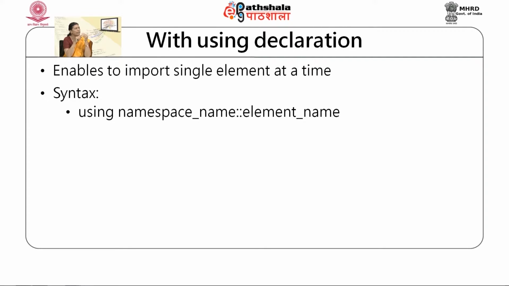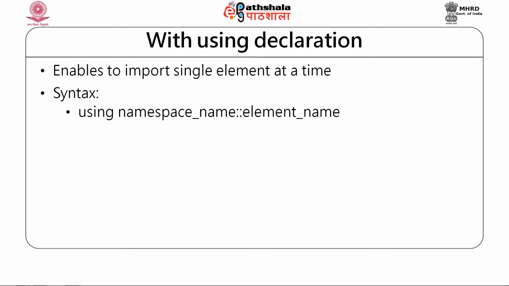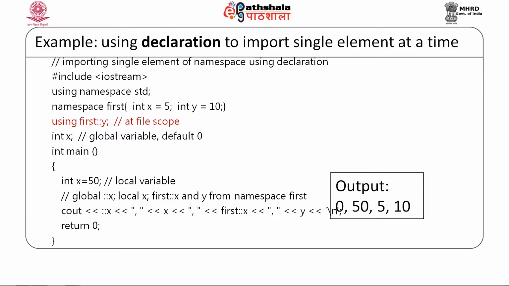And using directive requires the syntax: keyword using, then the keyword namespace also, then the name of the namespace. In using declaration, it requires only the namespace name and element name, which are combined with the scope resolution operator. Please see here that it uses only the using keyword and it does not use namespace as a keyword within it. So, let us see the example.